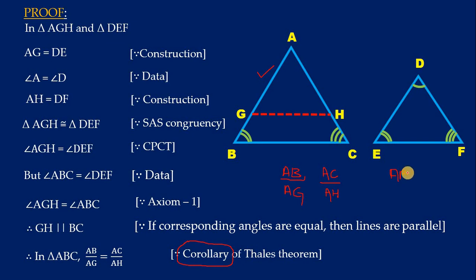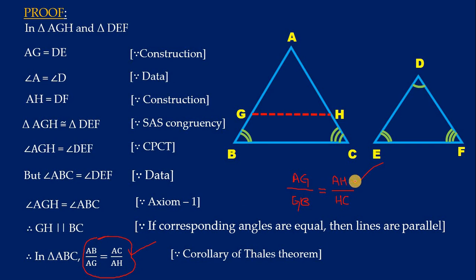Here let me write for G, children. So let me write AG by GB is equal to AH by HC. This is a Thales theorem, but this is a corollary of Thales theorem. So this can be proved with the help of this Thales theorem.